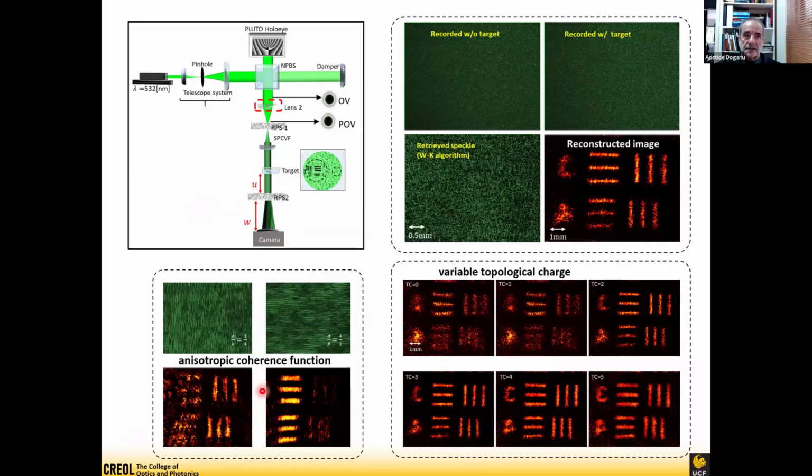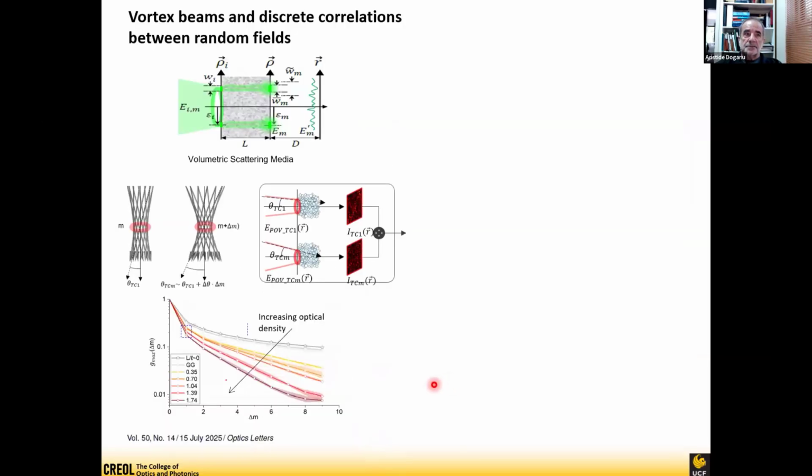You can adjust the sensitivity to anisotropies in the target and things like that. I know I'm rushing through this, but I'll be very happy to talk about details of this. And I have two more things to tell.